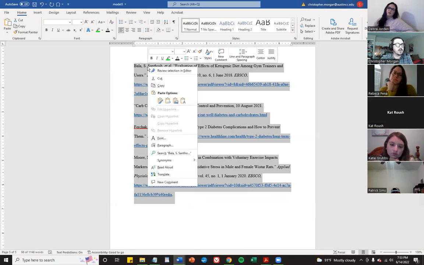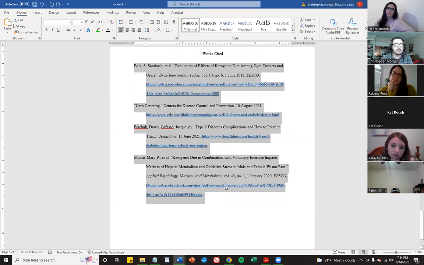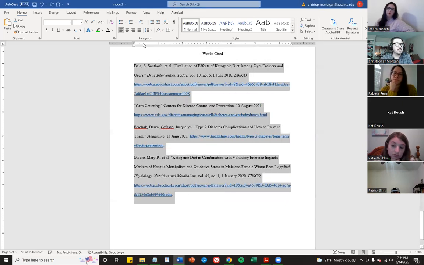You could right click on it and go to paragraph styles. Then in the indention under special, there's a little drop-down menu and you can click hanging and it'll just automatically do it for you. If you're a little bit more like, I can mess with the sliders.